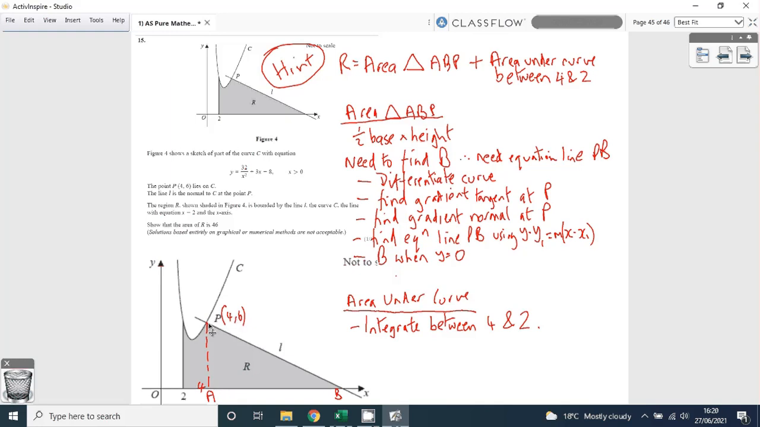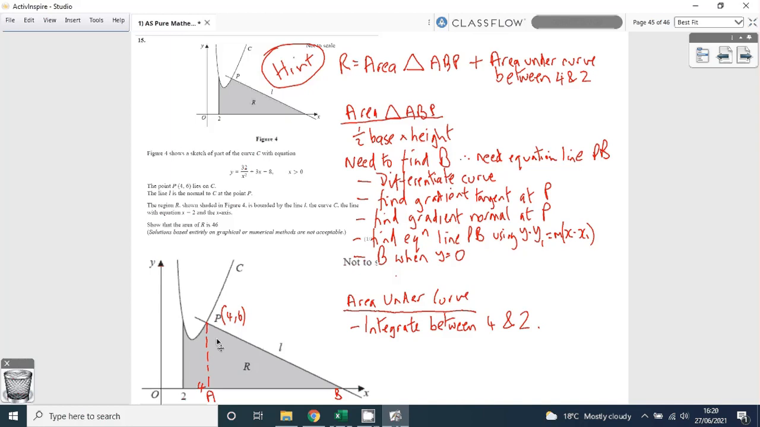I know the height is 6. So I know that A is at 4, but to work out the length of AB, I'm going to need to know where the line crosses at B. I'm going to need to work out the coordinates of B. Now to do that, I'm going to have to work out the equation of the line PB, set that equal to y being 0, and then I'll be able to work out the x coordinate of B.